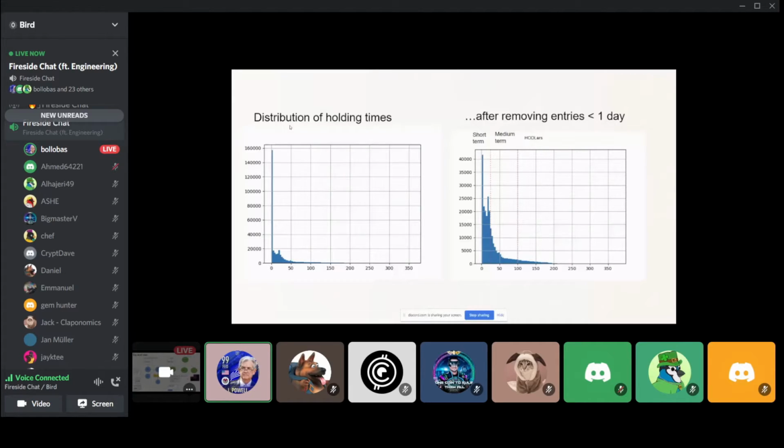So if we look at all the wallets that hold past 1 day, you get something like what's on the right. We see a steep drop-off after 25 days. That's the first red dotted line that's been plotted.